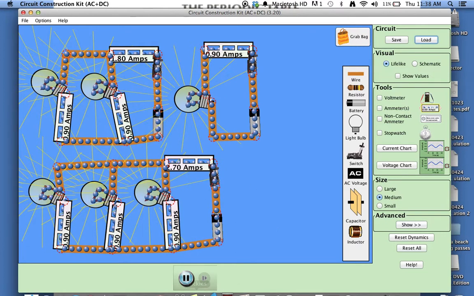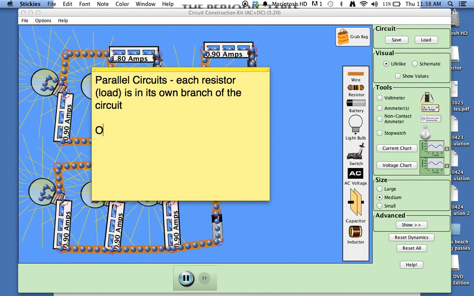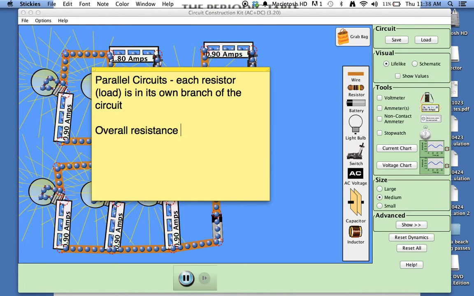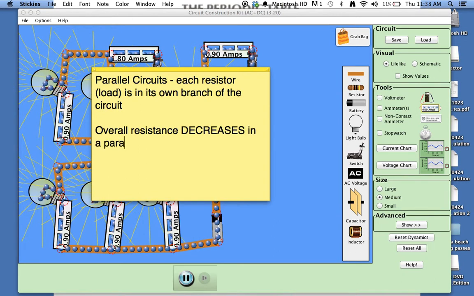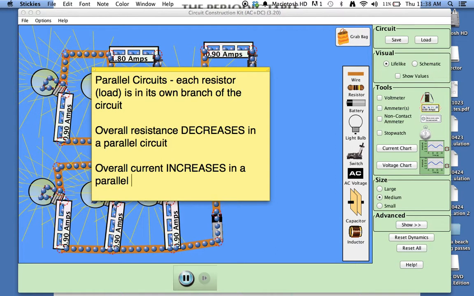Let me make a couple of notes about that. So overall resistance decreases in a parallel circuit, which means that the overall current increases in a parallel circuit. Okay, that's my review of the most recent concepts we've learned about electricity.